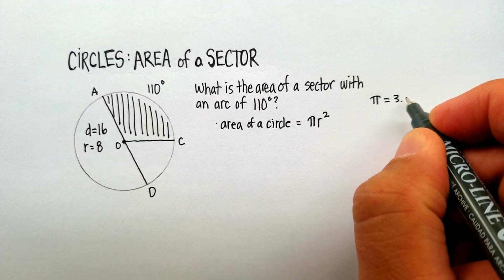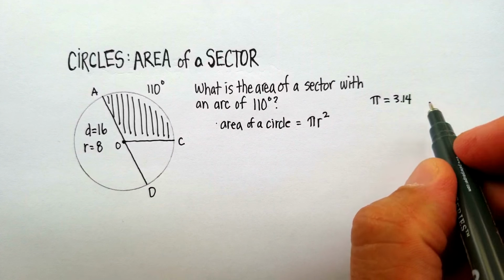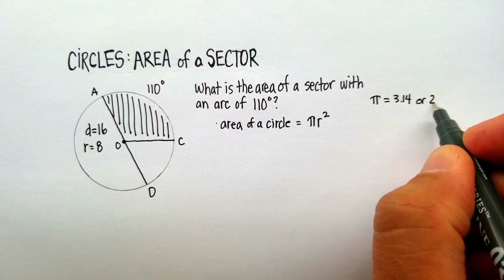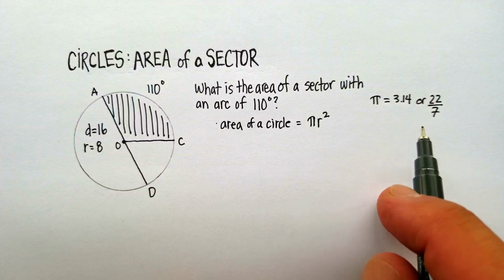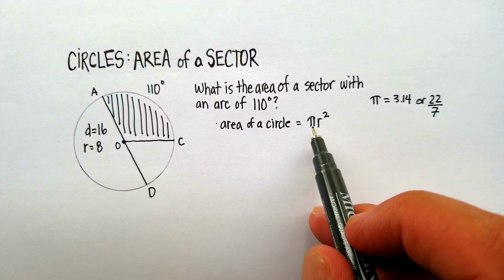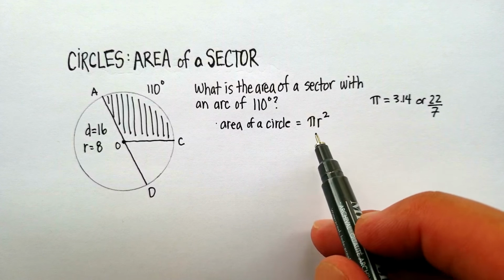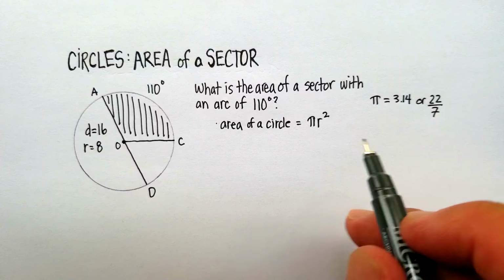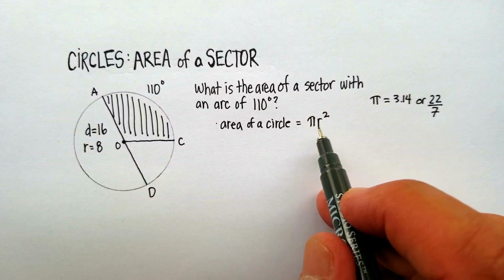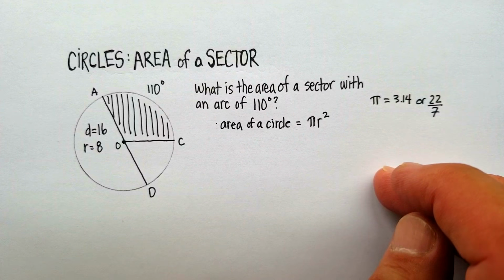Now, different teachers expect different levels of exactness. Just ask your teacher which one of these two numbers you should use, okay? Or sometimes they just leave it as pi. You treat pi like a variable, okay? So any one of these three would actually work. So we know that the area of a circle is equal to pi r squared, okay? What else do we know?